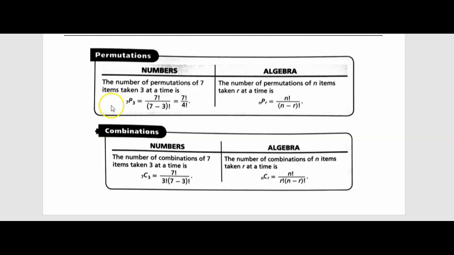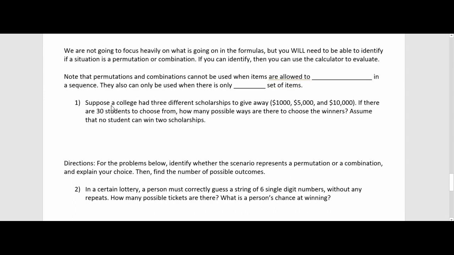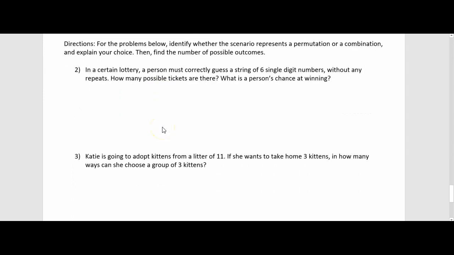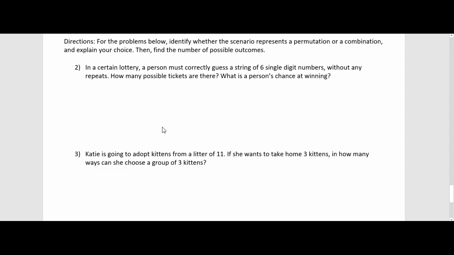Let's look at one example. We already did the college one, so we're going to jump down to number 2. It says, for the problems below, identify whether the scenario represents a permutation or a combination, and explain your choice. Then find the number of possible outcomes.